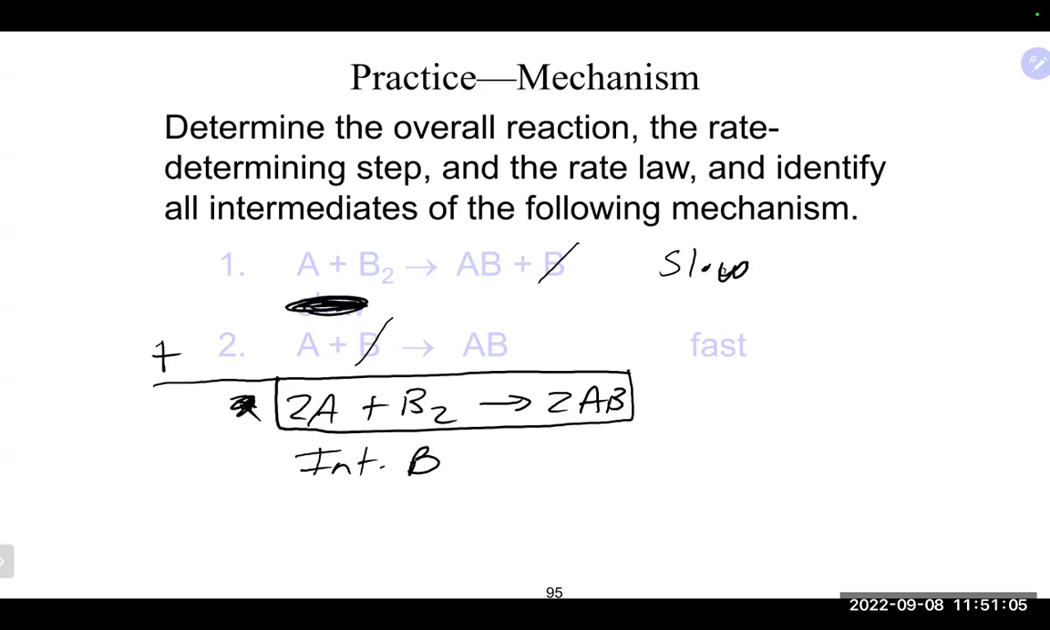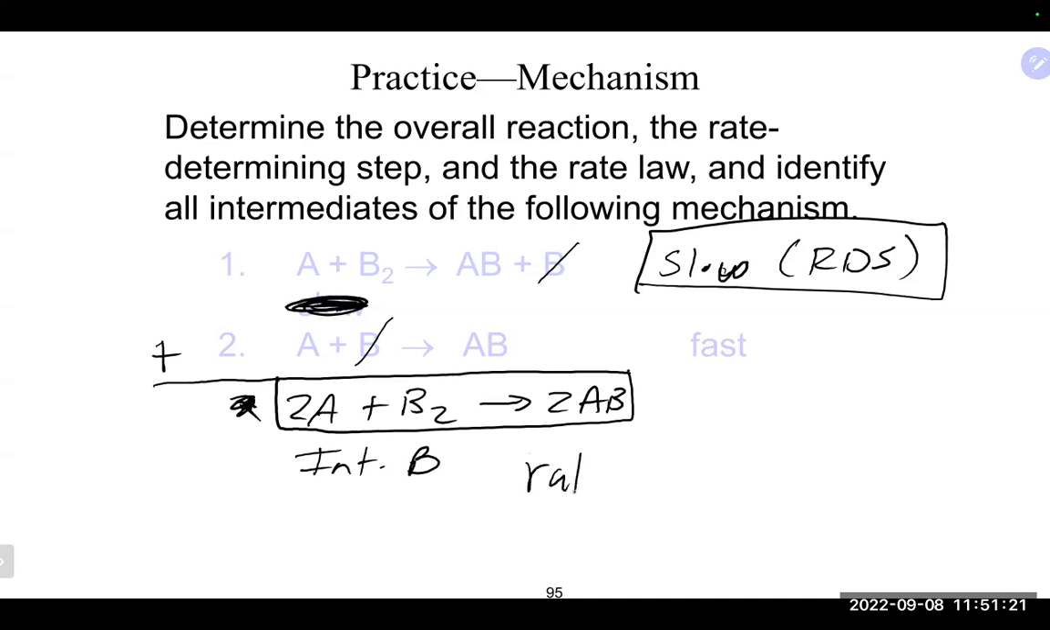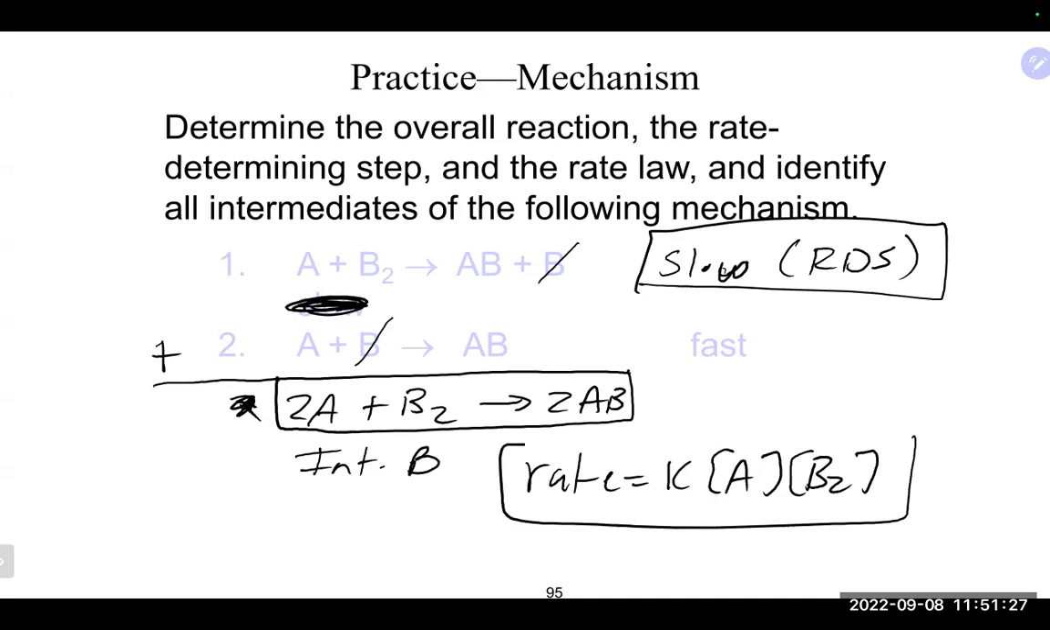Which one would be the rate determining step? The first one would be our rate determining step. Because we know this is the rate determining step, that means that the rate law for that step should really be the rate law for the reaction. So we would just write the rate law based off of that. And the rate would equal k times A times B to the 2 in this case.